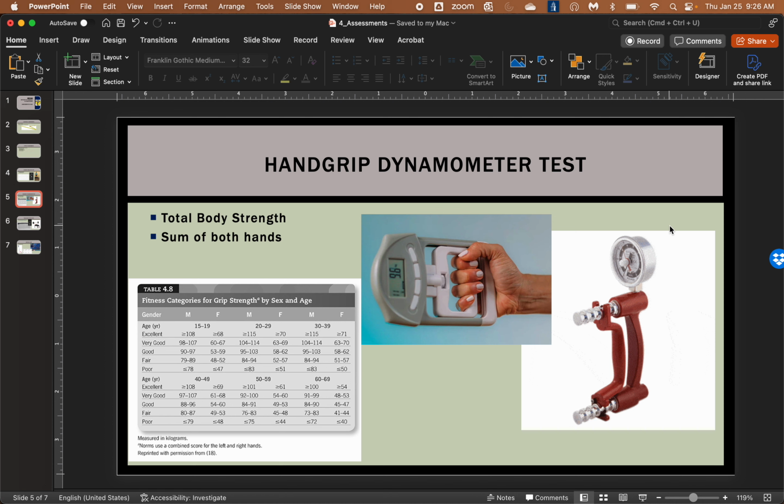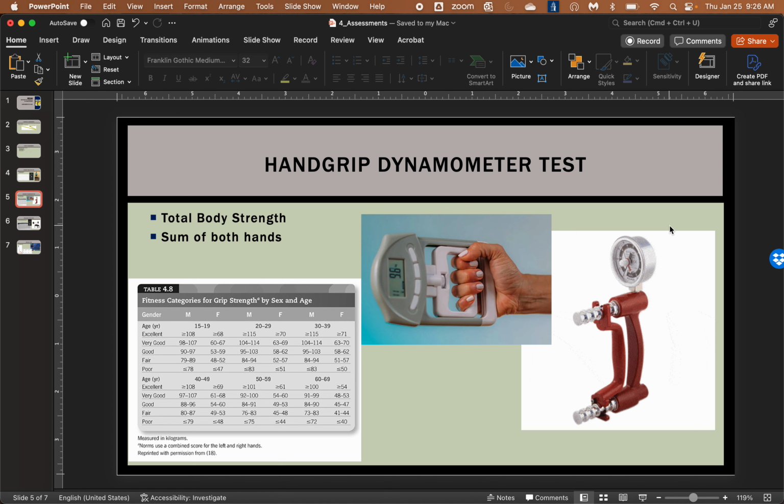And so what happens with the assessment is we have someone squeeze the dynamometer for 3 seconds as hard as they can in their right hand. Then they switch it over to the left hand, and they squeeze as hard as they can. Then they switch back to the right hand, then back to the left hand. They're getting really, really hard squeezes, as hard as they possibly can.